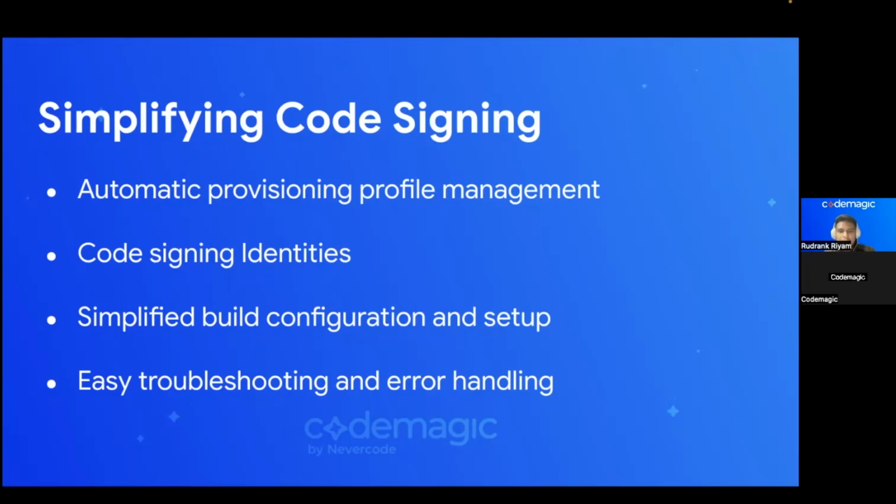Codemagic also automates the code signing process of releasing the iOS app, making it easier for developers to create the signed builds for distribution and development. This can save you significant time, energy, and effort, allowing you to focus on other aspects of app development.